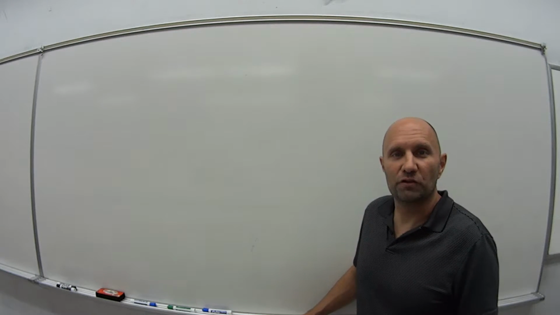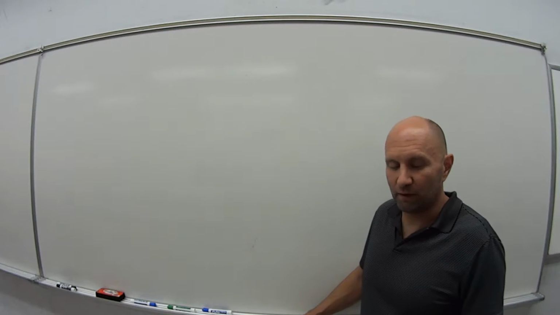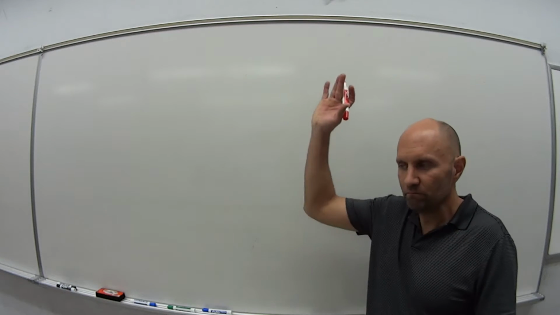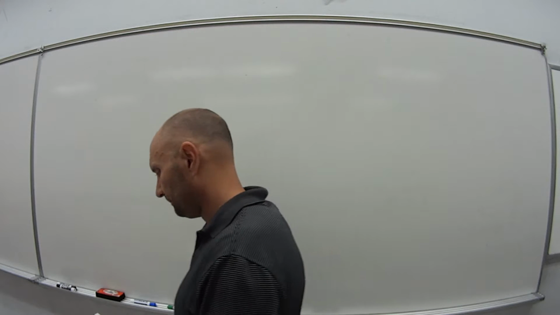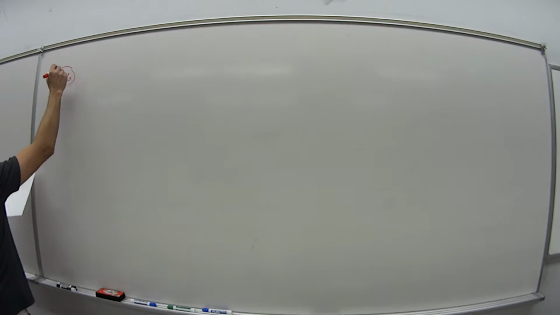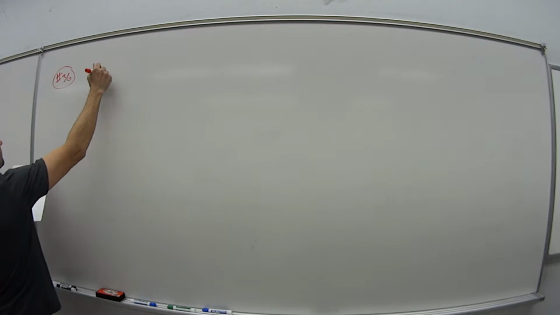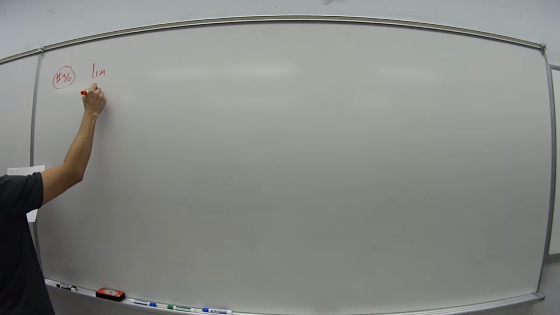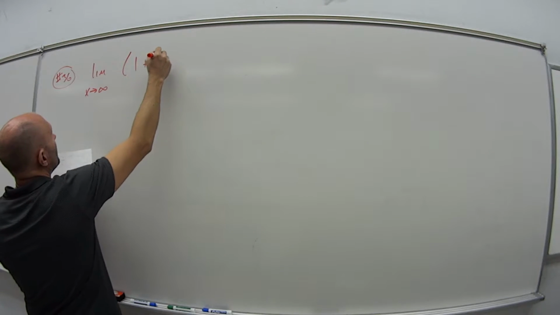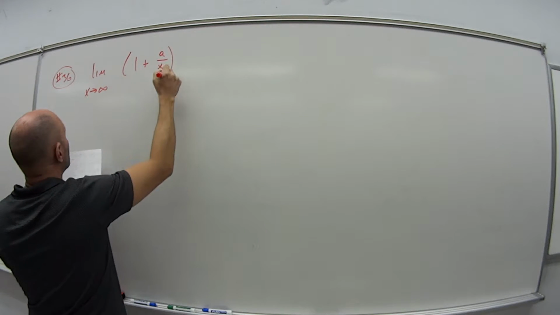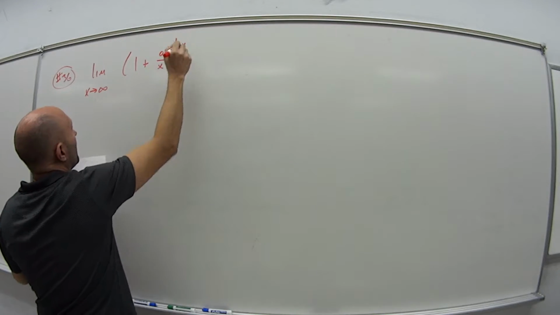In a typical flipped classroom format, we would probably do this problem in class, right? People would come in, I'd say, okay, any questions? Yeah, I'd like to see number 36, or whatever problem it is on WebAssign. So number 36 from the book is the following. We want to find the limit as x approaches infinity of (1 plus a over x) to the bx power.